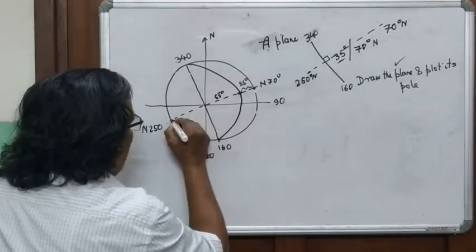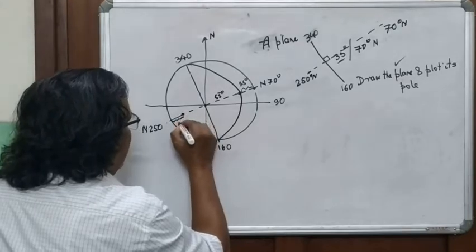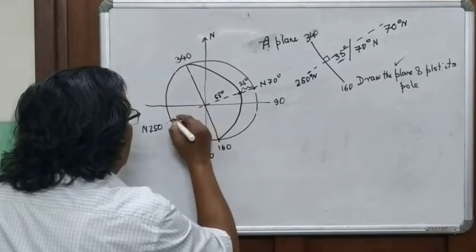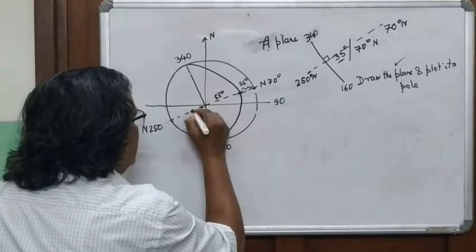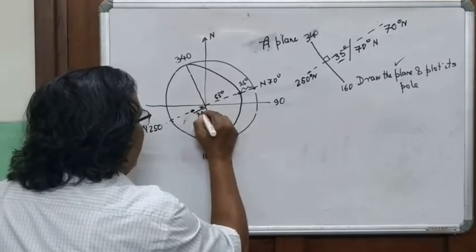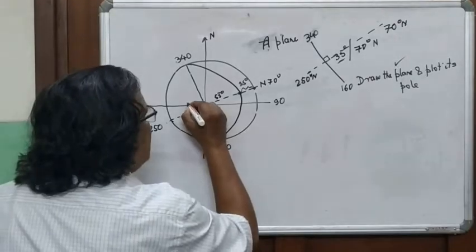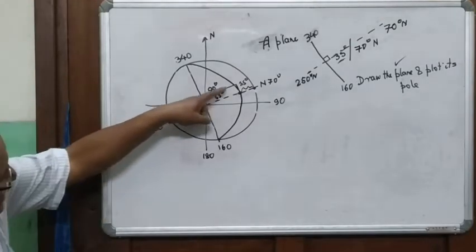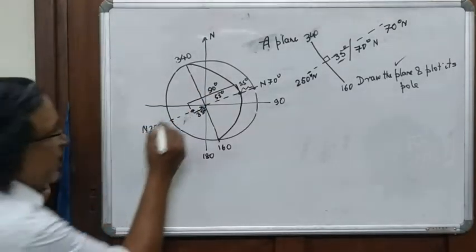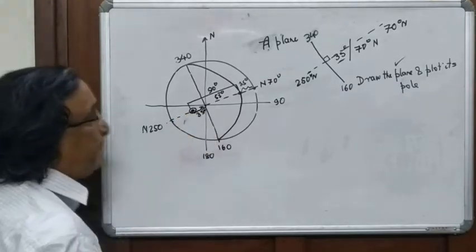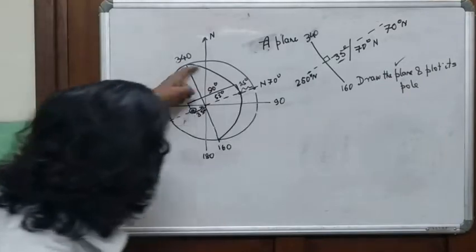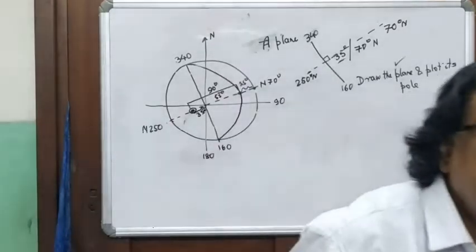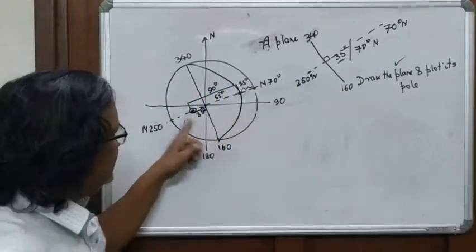So you take a point here, and this angle is 35 degree. So this you measure to be 35 degree, so that this angle is now 90 degree. This angle is now 90 degree, and this should be 35 degree. So this should be the position of the pole of the plane. So this great circle is the plane, and the pole to it is here.